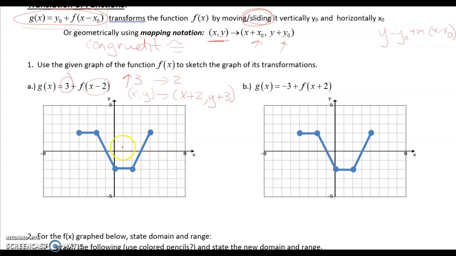So to move this thing, we're going to take every point and move it 2 to the right and up 3. So that point got slid right up there, 2 to the right, up 3. We slide that, 2 to the right, up 3. There's our slide, 2 to the right, up 3. And 2 to the right, up 3. This is our transformed object.